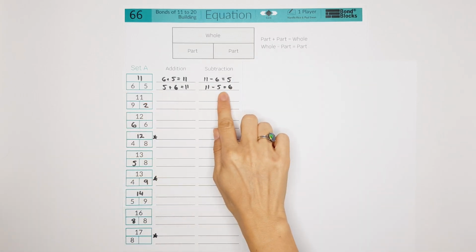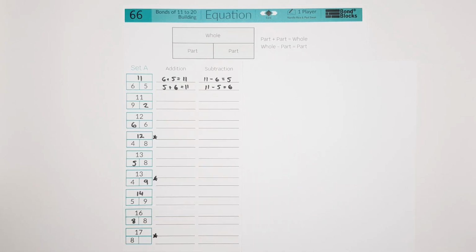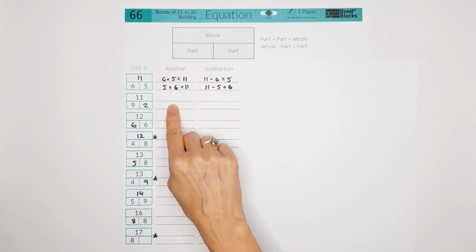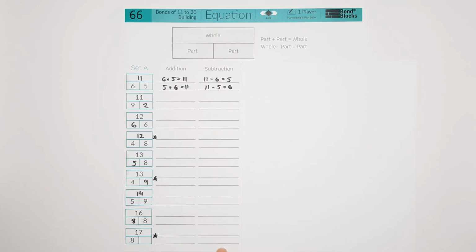Usually we work across with one set of bonds at a time. However, some students find jumping from one operation to the other quite difficult. For those students, feel free to complete the addition and then complete the subtraction.